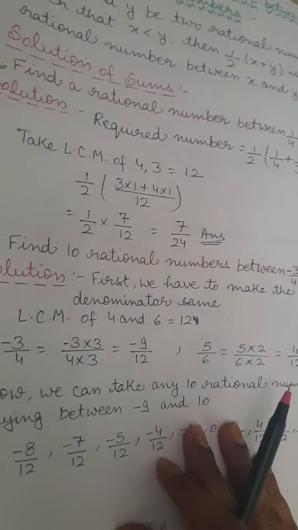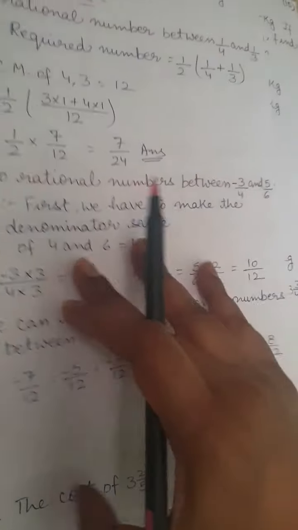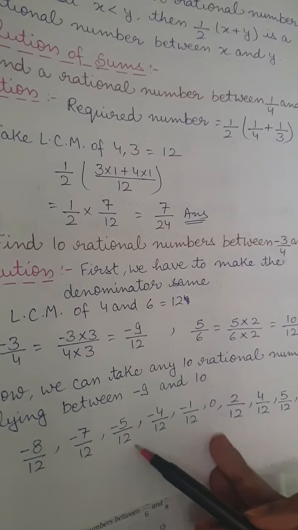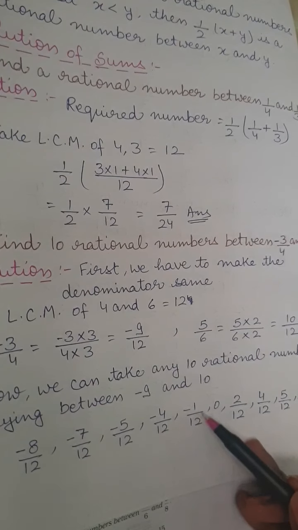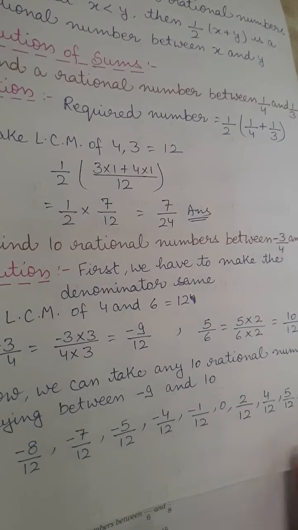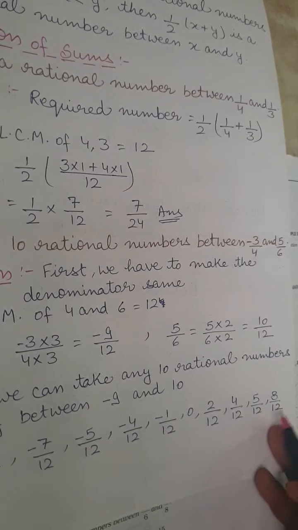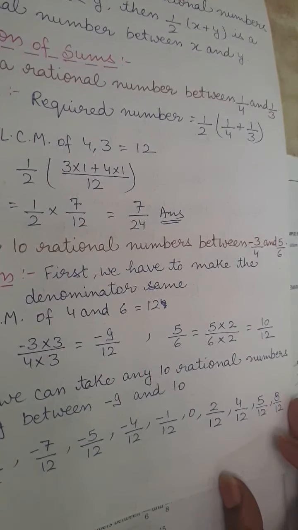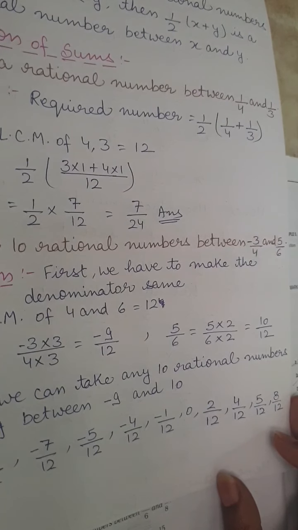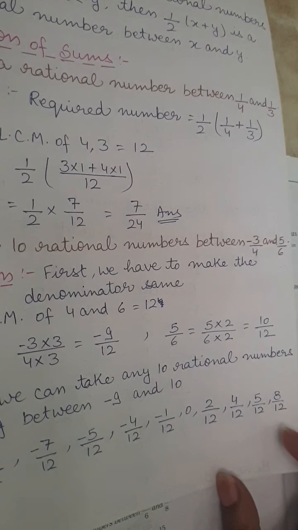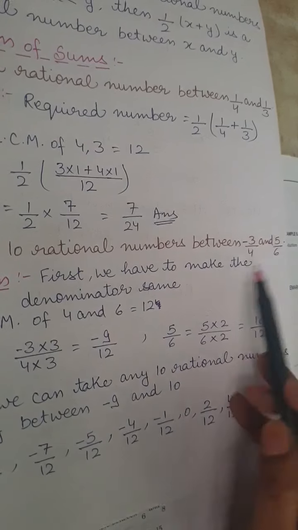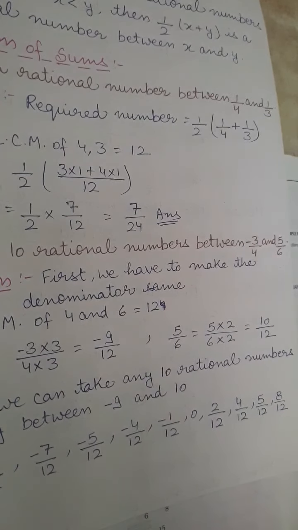Fine. See, for example, I have taken -8/12, -7/12, -5/12, -4/12, -1/12, 0, 2/12, 4/12, 5/12, 8/12 and so on. You can take any of the numbers of your choice. Fine. I think this method is clear now. No more questions are required. What you have to do? You have to first make the denominators equal and then compare the numerators.